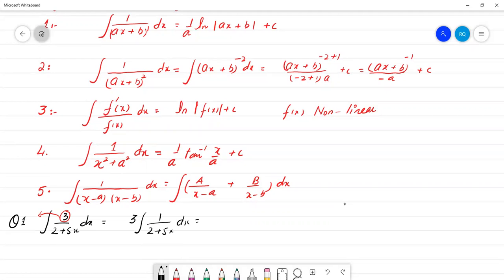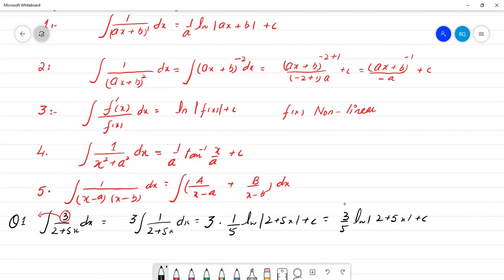I want to clarify whether the conditions are fulfilled or not. The first condition is a linear function in the denominator with whole power 1. The function is linear in the denominator, the numerator is 1, 3 as it is. You have to put 1 over a. What's a? The coefficient of x, which is 5, into log natural of 2 plus 5x, plus c. The final answer will be 3 over 5 log natural of 2 plus 5x plus c.